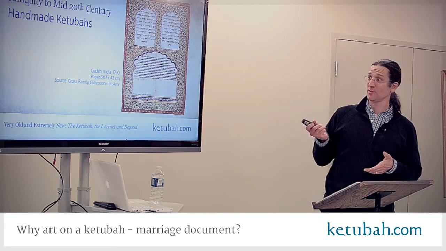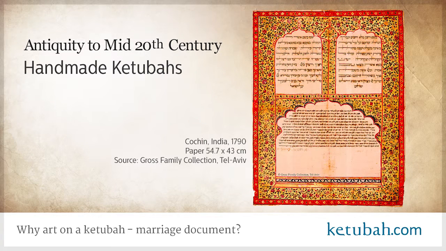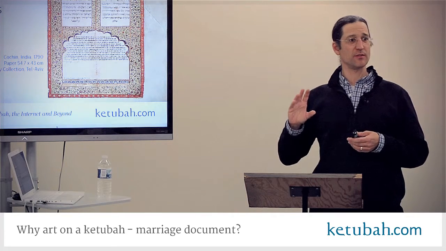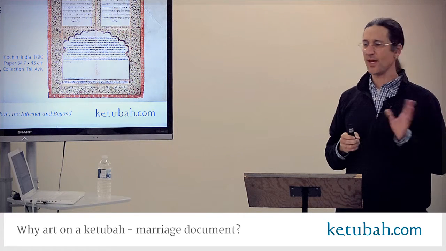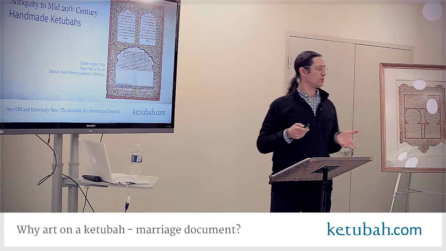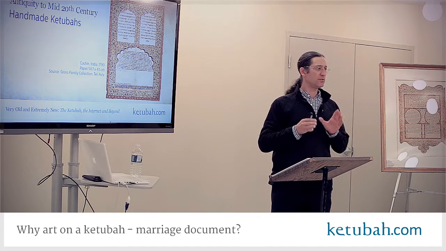Here's an interesting one. This is from Cochin, India, from 1790. And in this one, you can see that there are different sections. This appears in some ketubahs, but not all. And the different sections are sometimes used for different purposes. A very common one is to have the ketubah text in one of the areas and the t'naim to be in a second area.